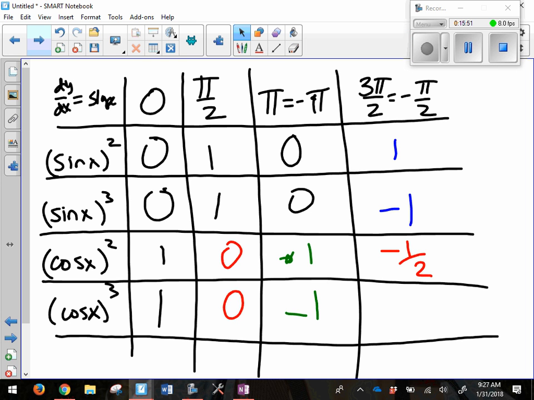No. What's the cosine of pi over 2? It doesn't matter if you do 3 pi over 2 or negative pi over 2. It's still the same thing. What's the cosine of 90?